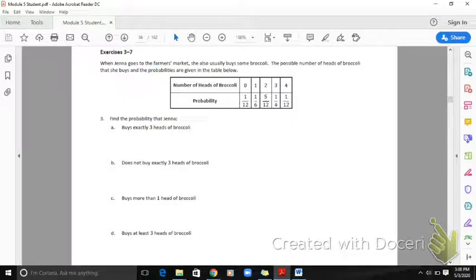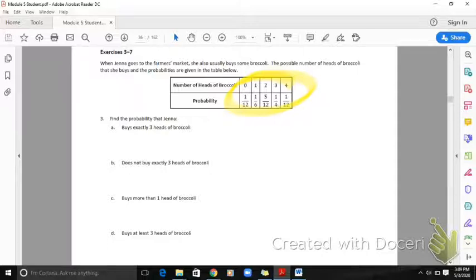So same thing. We'll look at this table and then we're going to answer the questions. So here we know that she's either going to buy 0 heads of broccoli, 1, 2, 3, or 4, and the probabilities are listed below. It's pretty much the same as the other one, except the probabilities are listed as fractions. Remember, probabilities can be written as fractions, decimals, or percents. So here they're written as fractions.